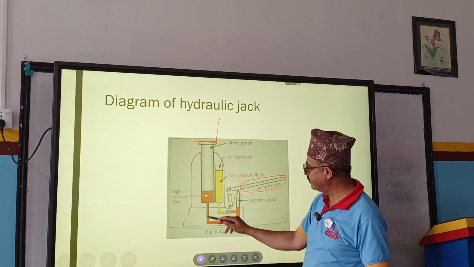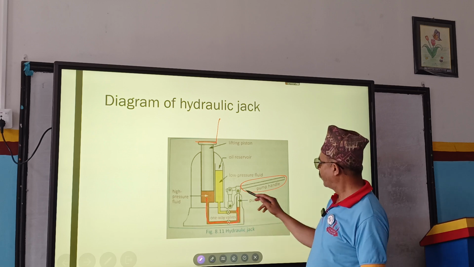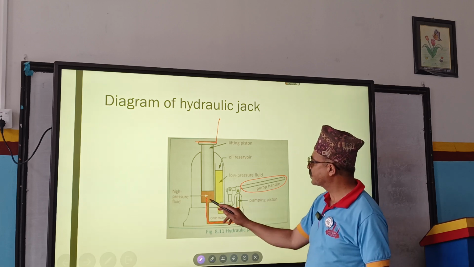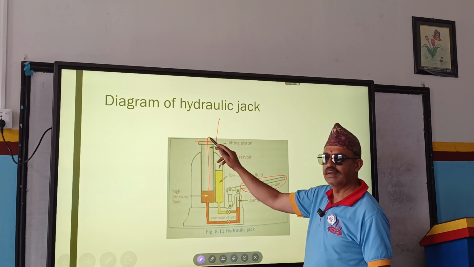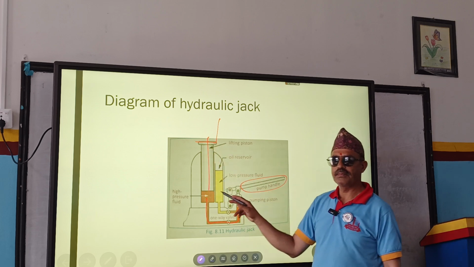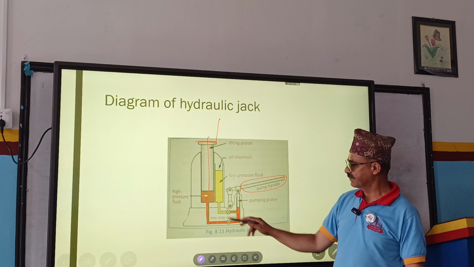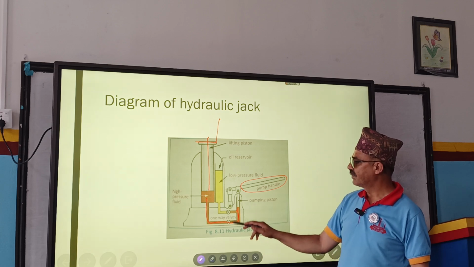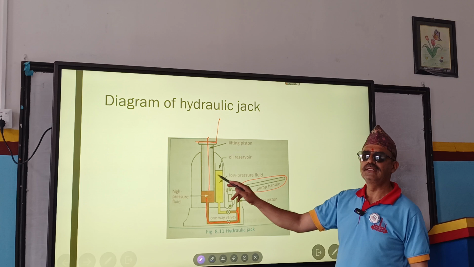Can you see a liquid system? Yes or no? When it presses, liquid goes up and slowly this piston goes up. When it lifts it, it doesn't go up. So here also is transmission of pressure equally in all directions.